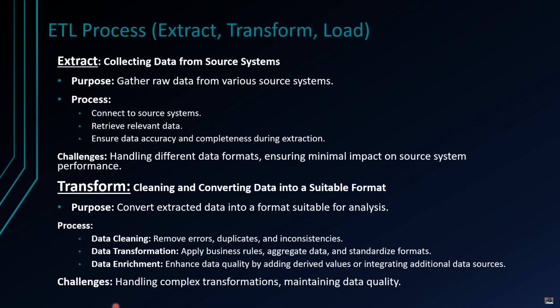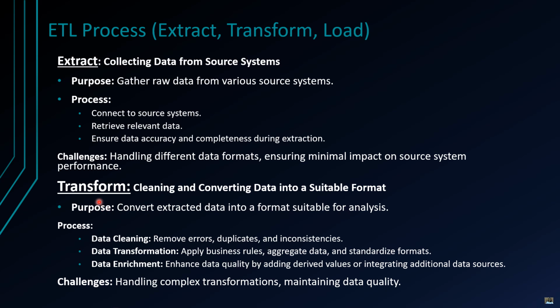After the source system, we will discuss the extract, transform and load process. In the extract process, we collect the data from the source system. The purpose is to gather the data from the various source systems. The process is to connect to the source system, retrieve the relevant data, and ensure data accuracy and completeness during the extraction, which is very important. The challenges we face are handling different data formats and ensuring minimal impact on the source system performance.